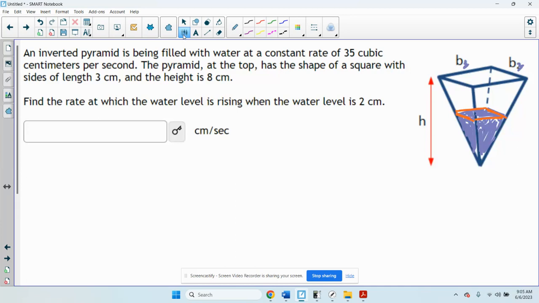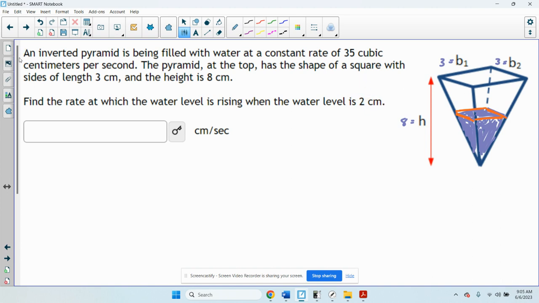Okay, so this says an inverted pyramid is being filled with water at a constant rate of 35 cubic centimeters per second. The pyramid at the top has the shape of a square with a side length of 3 and a height of 8. So this B1 we can label as 3. This B2 is also 3, and this height is 8. So it says find the rate at which the water level is rising when the water level is 2 centimeters.